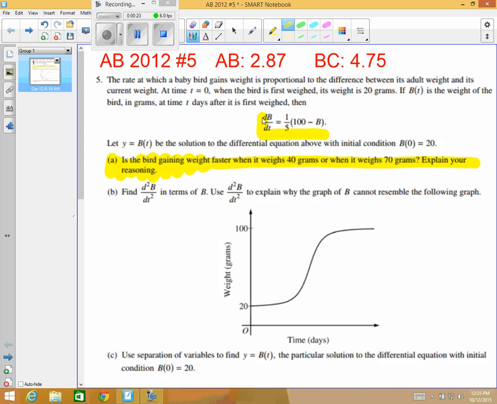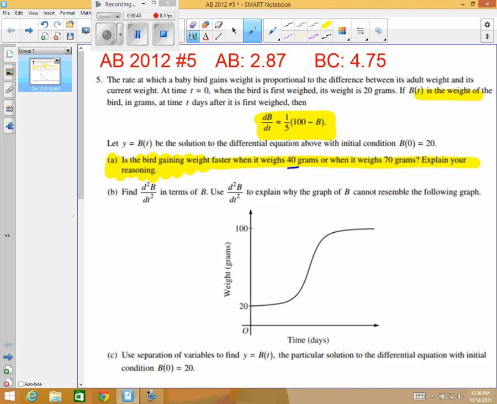Fortunately, we've got an equation right here that tells us the speed that B is changing. It's giving us the rate of change of B. And B is the weight, so this is the rate of change of weight, which is exactly what we're asking for.